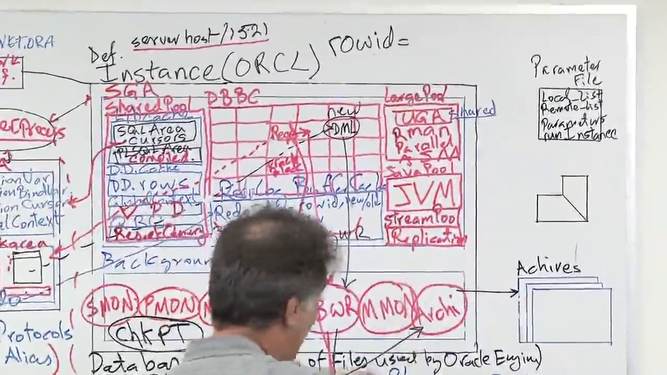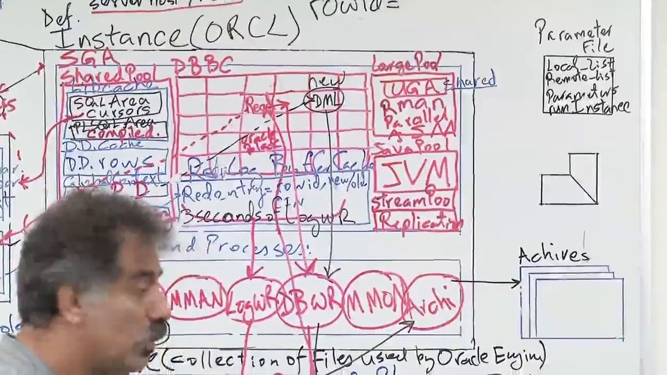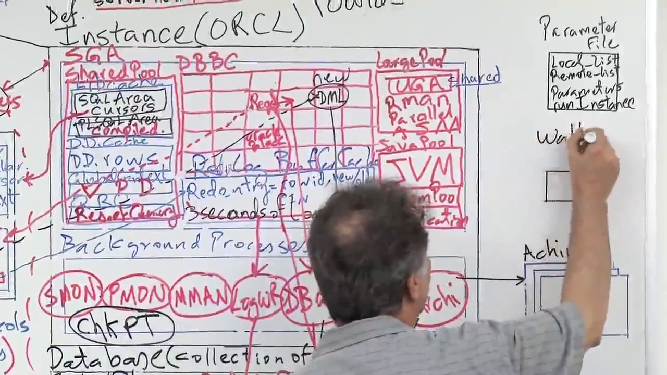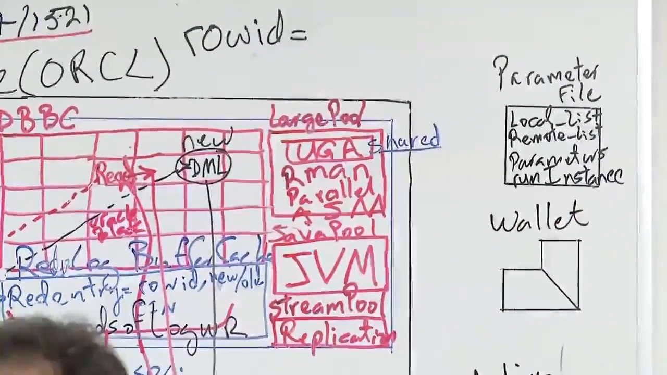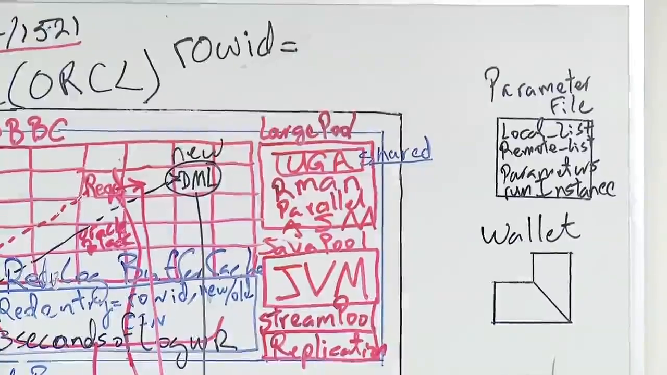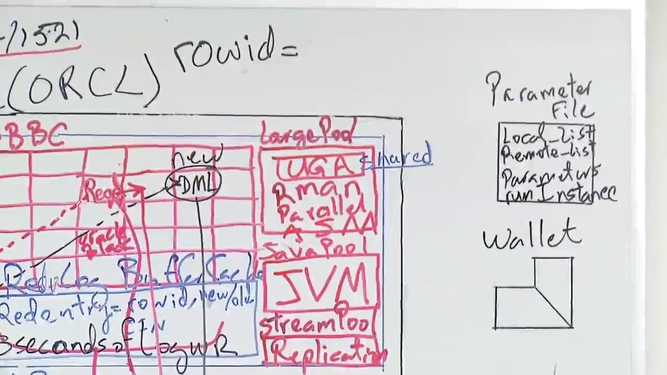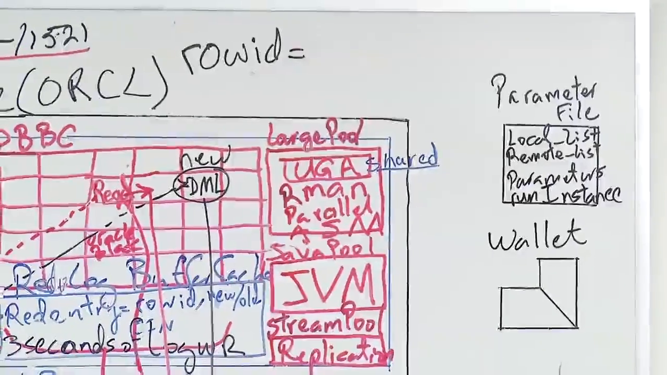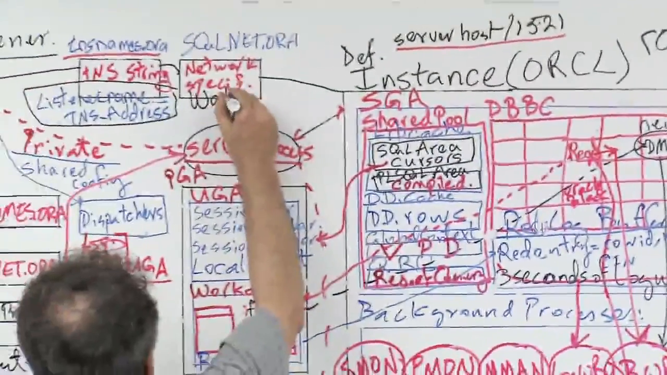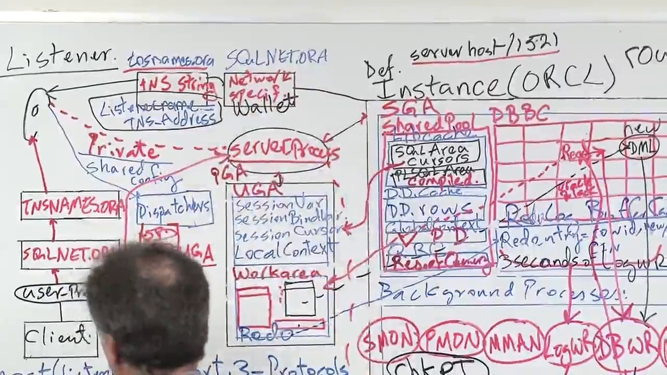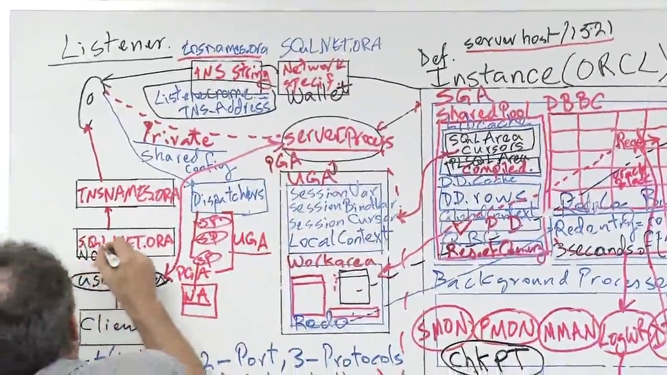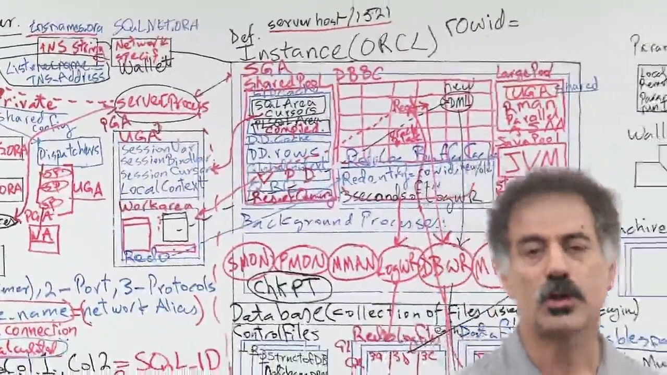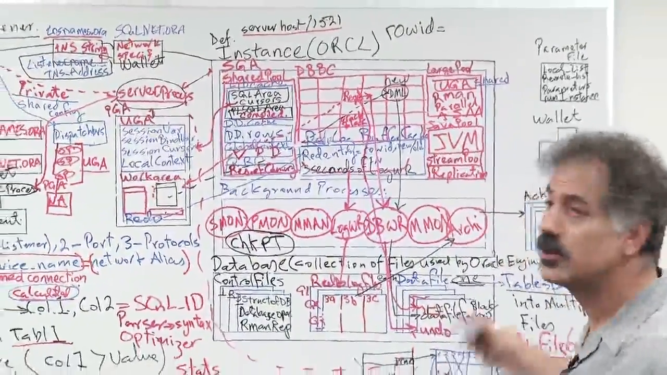The last file that we have here on the picture, which we're going to talk about, and then we'll be done with the architecture, is what we call the wallet. The wallet is a server file. Again, it's not part of the database. It's normally outside the database. You specify where the wallet is located in your sqlnet.ora file. This way, that sqlnet.ora file can be used to get me access to the wallet.